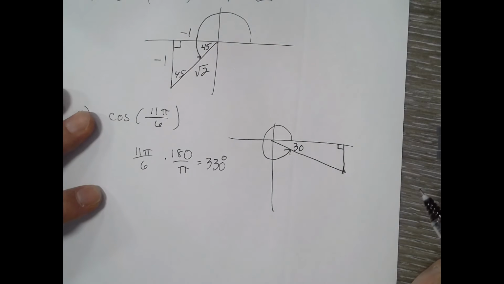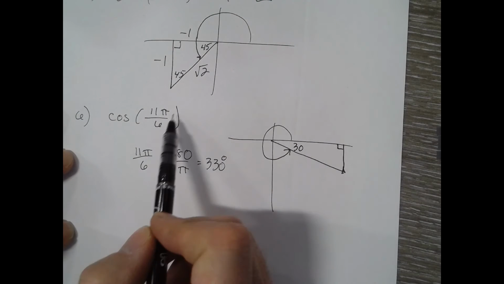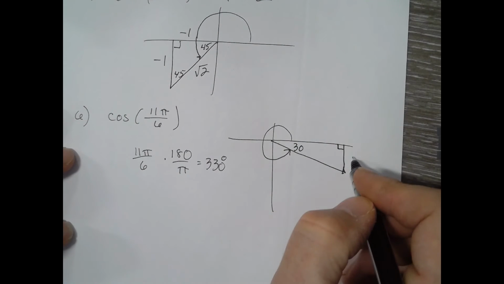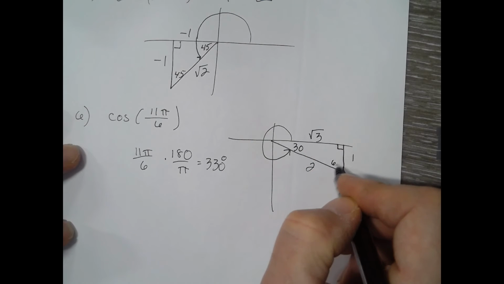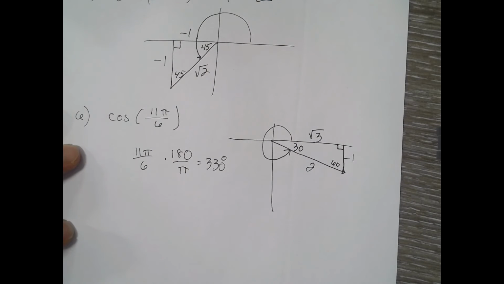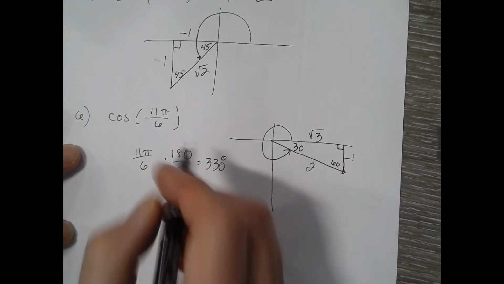All right, so my reference angle is 30 degrees. Because 11 pi over 6 is 330 degrees, it's almost all the way around, so that's 30. So this is 1, 2, square root of 3. That's a positive, that's a negative. So now we can answer what is the cosine of that angle? It would be square root of 3 over 2.